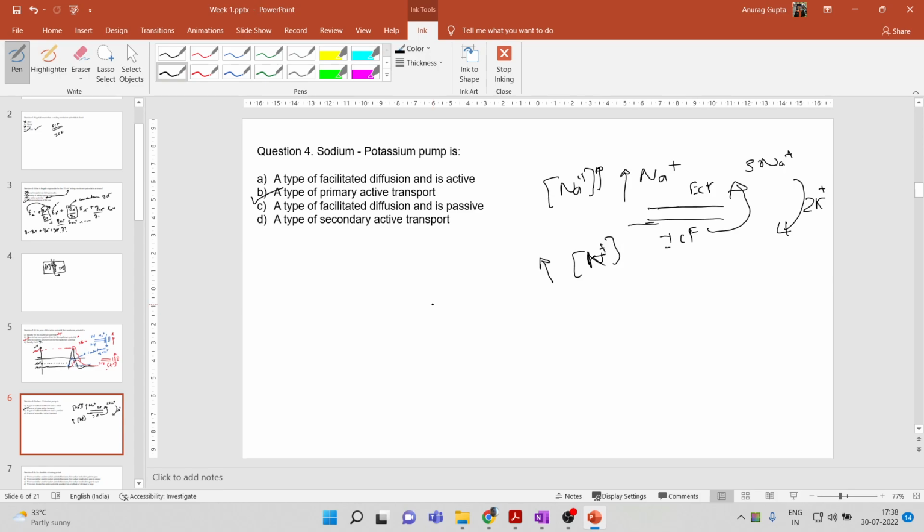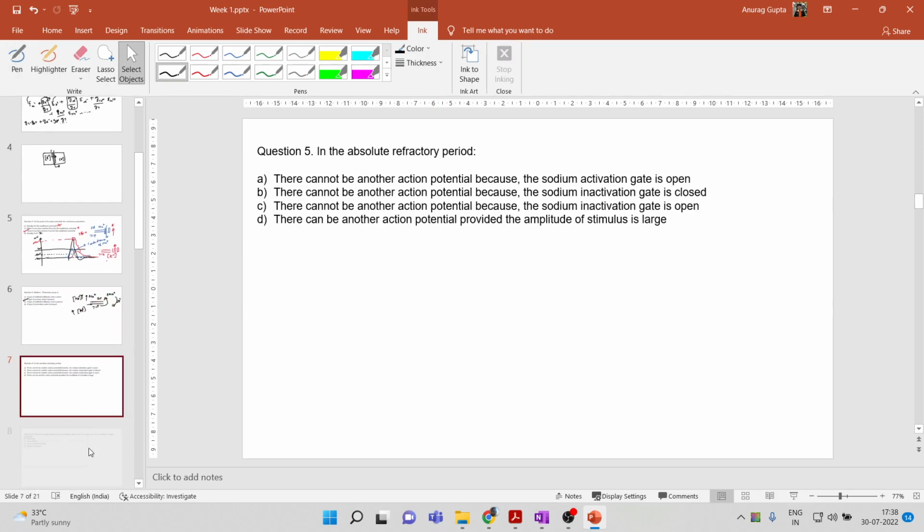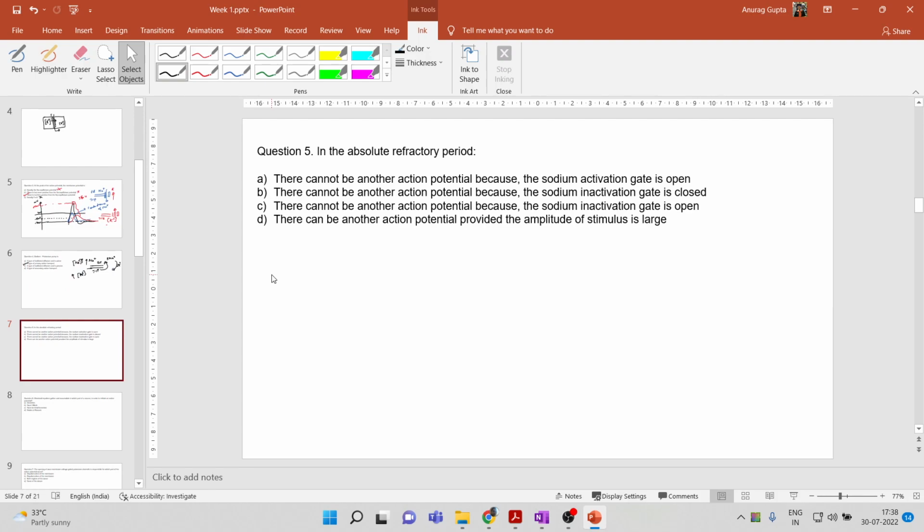So I think, yeah, Shashank, you're right. Moving on to the next question, question 5. In the absolute refractory period, A, there cannot be another action potential because the sodium activation gate is open. B, there cannot be another action potential because the sodium inactivation gate is closed. Okay, so it's tricky here. You need to watch out. And C, there cannot be another action potential because the sodium inactivation gate is open. And D, there can be another action potential provided the amplitude of stimulus is large.